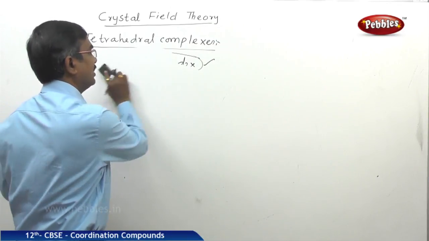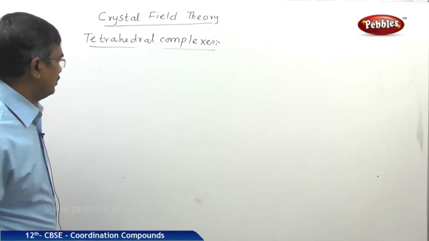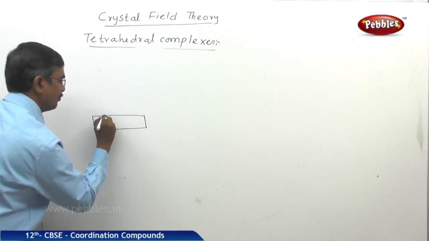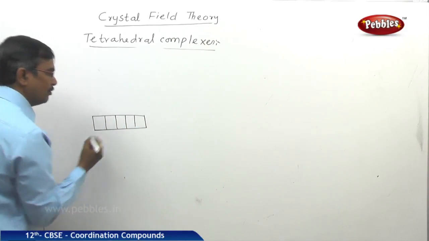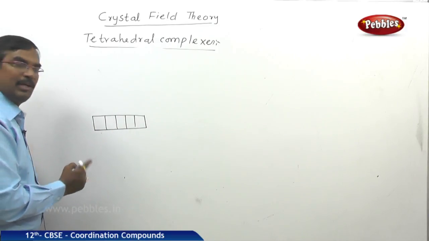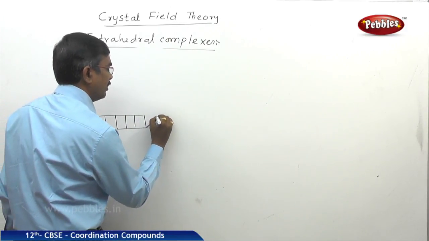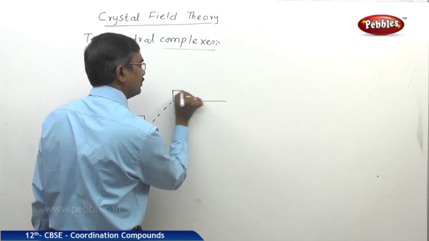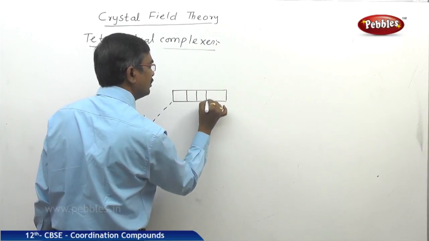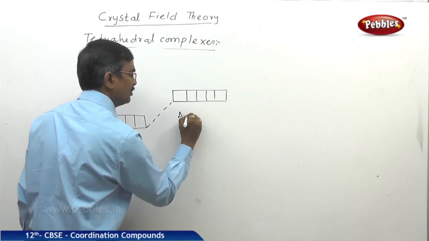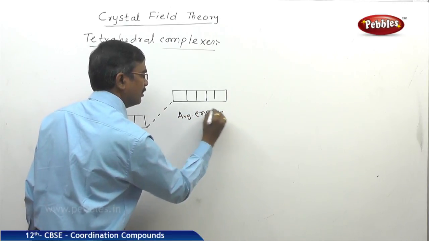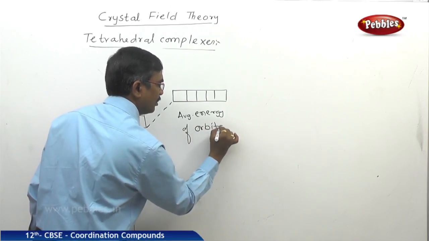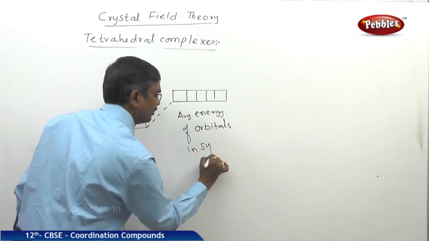That's why the energy of these three will increase and the energy of these two will decrease in the case of tetrahedral complexes. In this particular case, first initially we have 5 degenerate orbitals, 1, 2, 3, 4, 5. Now when the ligands approach in a symmetrical field, they increase the energy to the same extent. So this is the average energy of the orbitals in the symmetrical field.